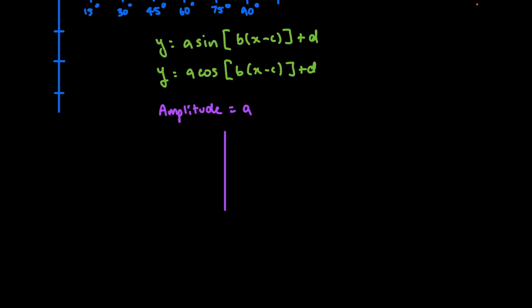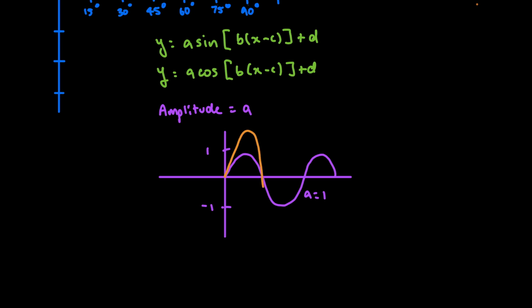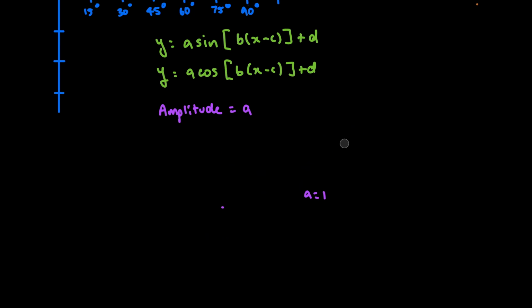And just to reiterate what the amplitude means, the amplitude tells us how high and how low our sine graph goes. So in this case, if the maximum and minimum are 1 and -1, the amplitude for this graph is equal to 1. However, if we had a graph that went a little bit higher and a little bit lower like this, and the maximum was 2 and the minimum was -2, then the amplitude for this graph would equal 2. And that's what the amplitude means.